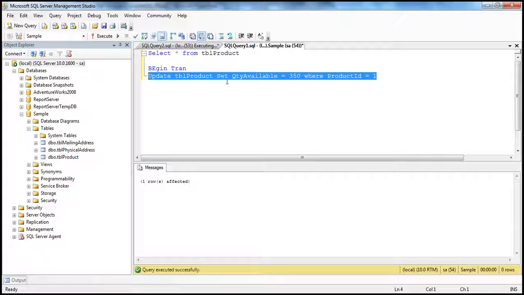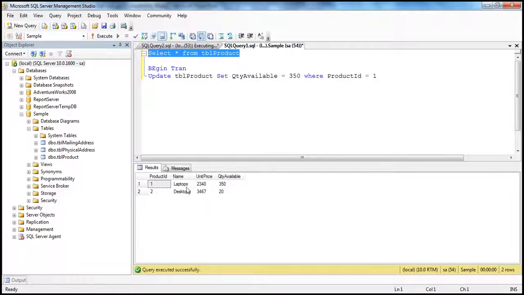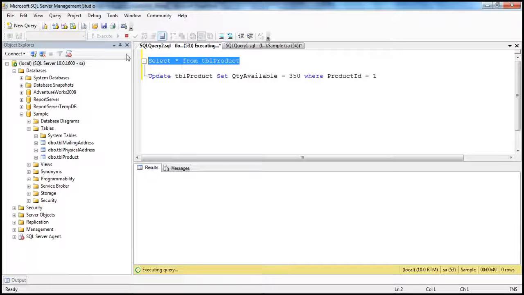So here there is one transaction which is processing a record from this table. If you look at this, there are two records in this table. Currently we are updating the first record, which means this transaction is still being processed. We haven't committed or rolled that back. So now when I say select star from TBL product, it says executing query, but it's not showing, it's just waiting for the transaction to complete.